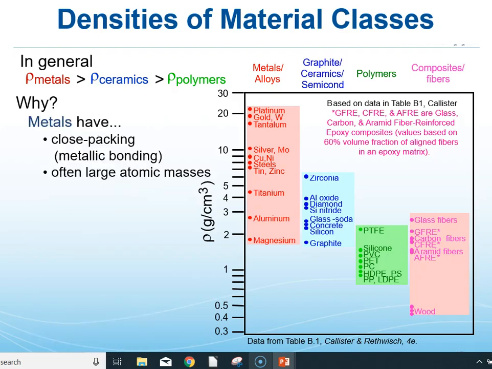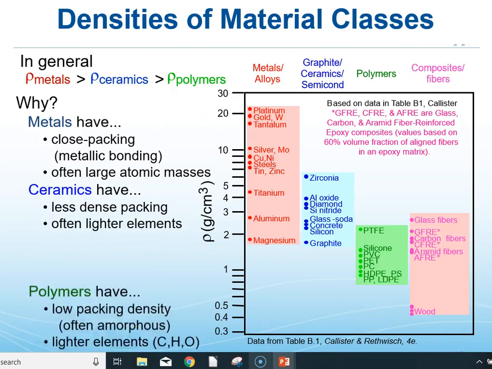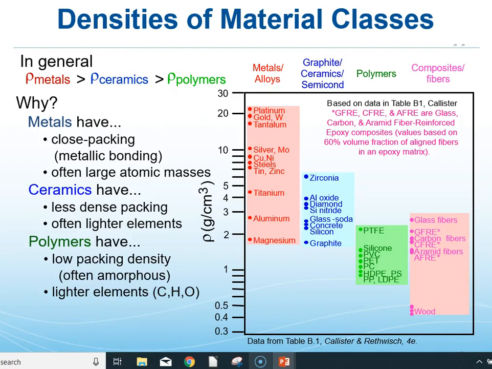So as a recap, metals have close packing and often large atomic masses or atomic weights, and ceramics go the other way. Not all, but most. Polymers kind of are low on both. They tend to be organic, which means they're carbon, hydrogen, oxygen, maybe a little nitrogen. Even your heavier polymers, which tend to be silicones, even those are light compared to, say, platinum, for instance.